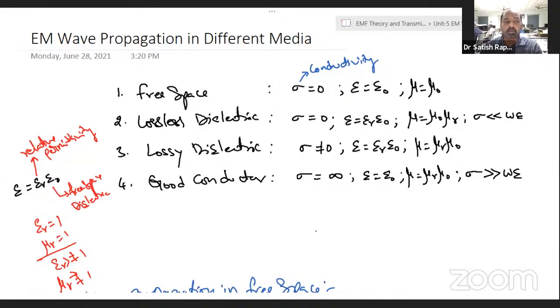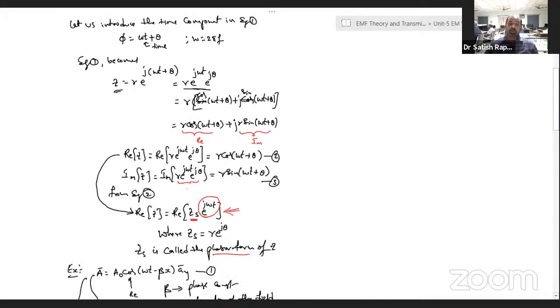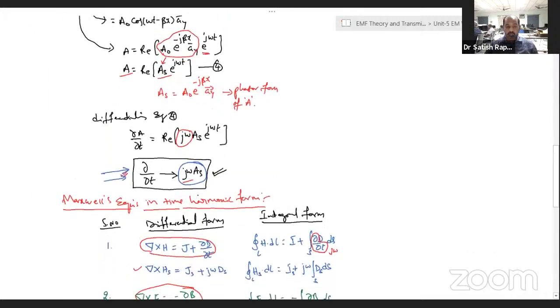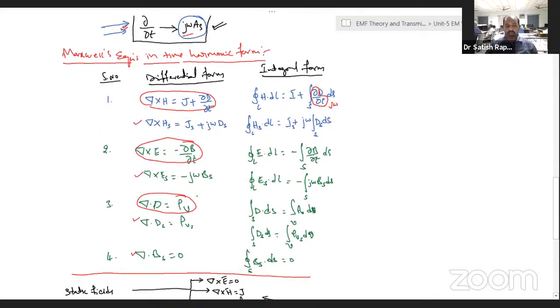I have started one very important topic, EM wave propagation in different media. In my last session, I gave the introduction for EM wave propagation in different media, and also discussed how to express Maxwell's equations in time harmonic form.